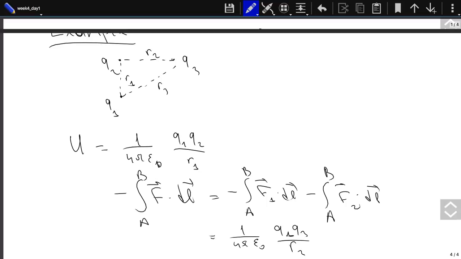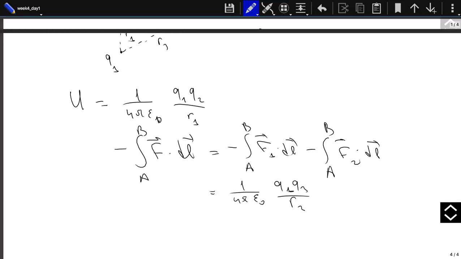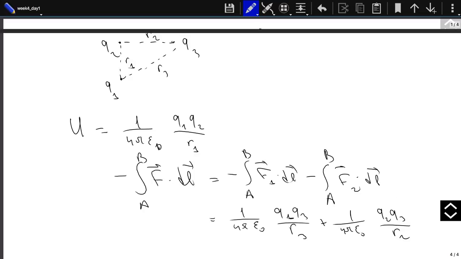divided by R3, because this is the work done to overcome the force due to the charge Q1. This is the force acting on Q3 due to Q1. And this is R3. Plus 1 over 4 pi epsilon 0. F2 is the force acting on Q3 due to Q2, so it will be Q2 times Q3 divided by R2. So this is the work that I have to do.